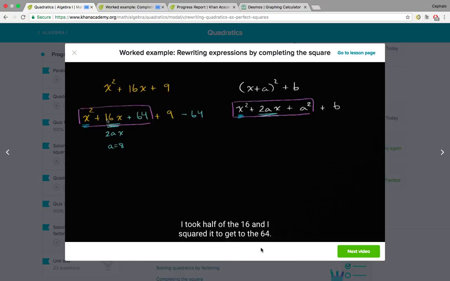Once again, how did I get 64? I took half of the 16, and I squared it to get to the 64. And so the stuff that I just squared off is going to be x plus 8 squared. Once again, I know that because a is 8. And then all of this on the right-hand side, what is 9 minus 64? Well, 64 minus 9 is 55, so this is going to be negative 55, so minus 55. And we're done. We've written this expression in this form, which is also called completing the square.